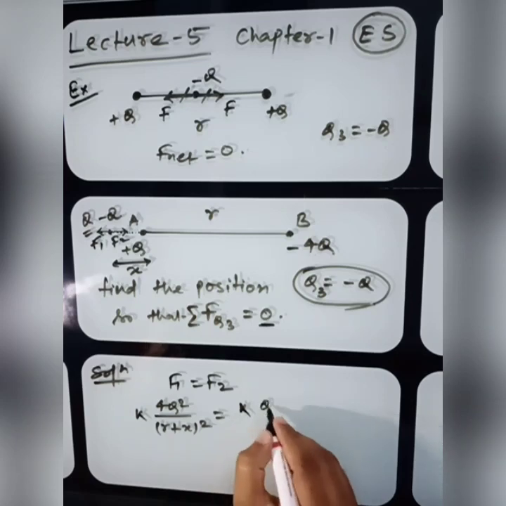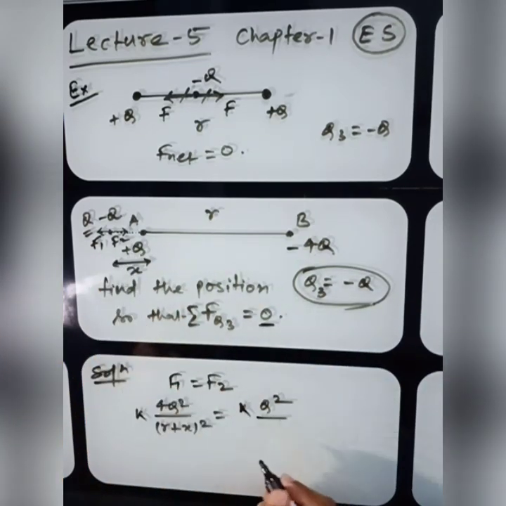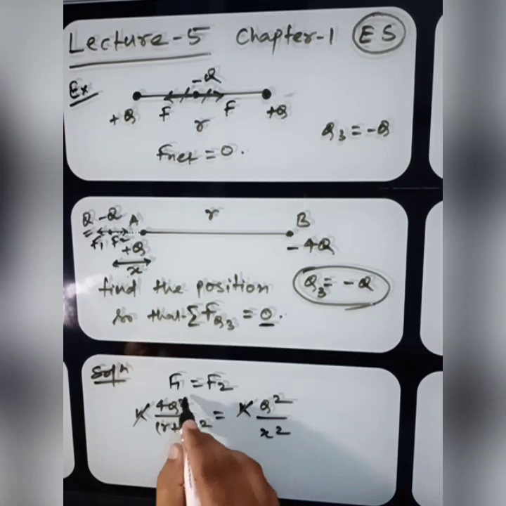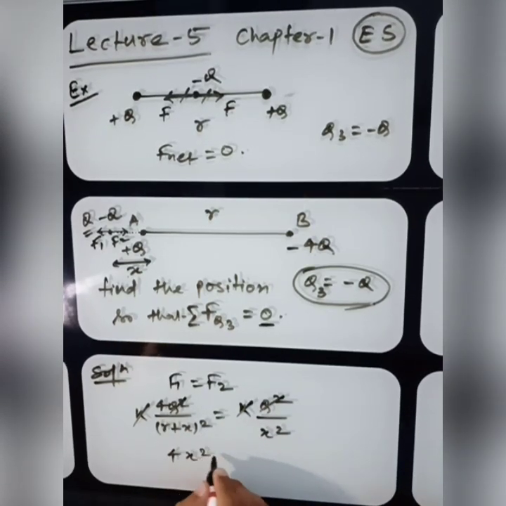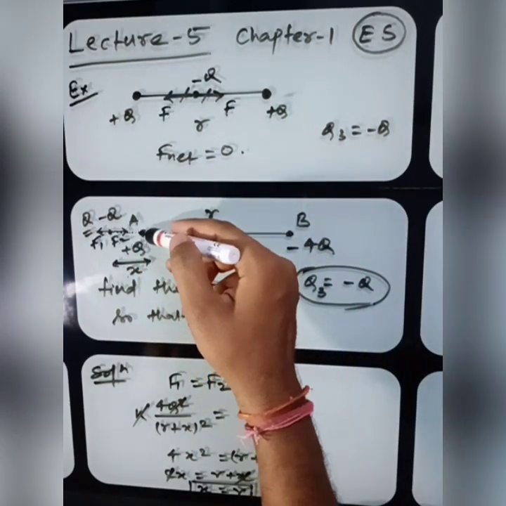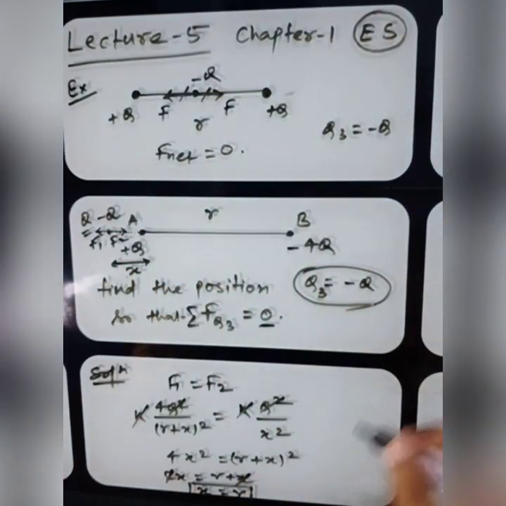k q square, it is q and q, divided by the separation between these two charges, which is x square. The q square will cancel out, so 4x square will be equal to (r plus x) whole square. Taking the square root, 2x equals r plus x. So x is equal to r. You will place this charge at distance x from this plus q and it will experience net force 0.